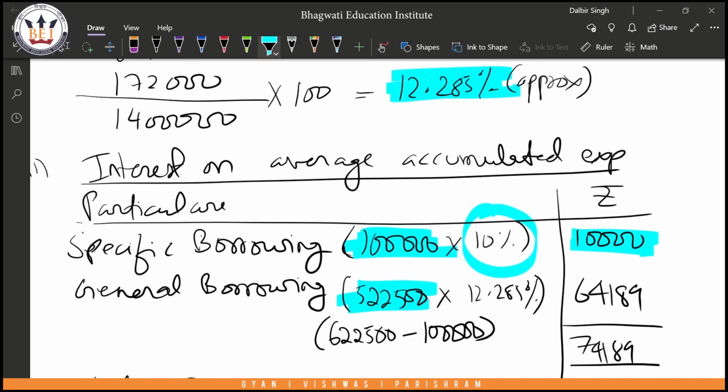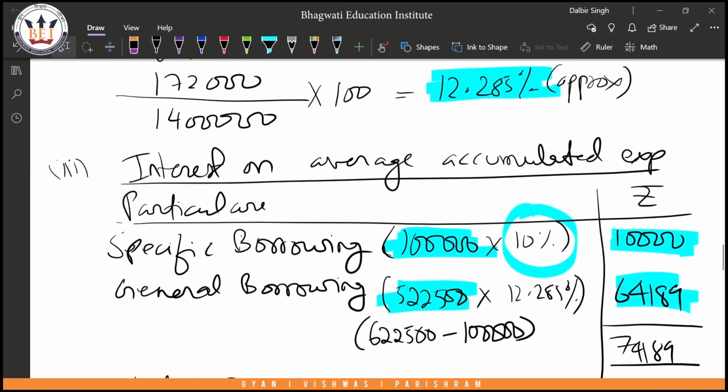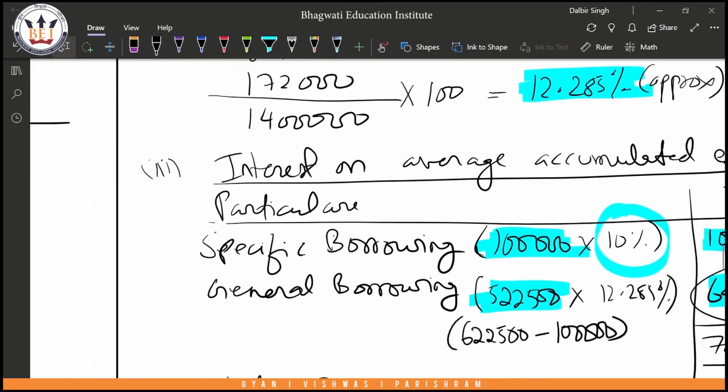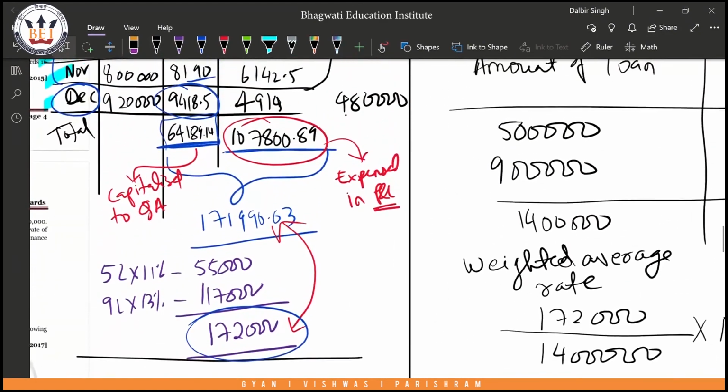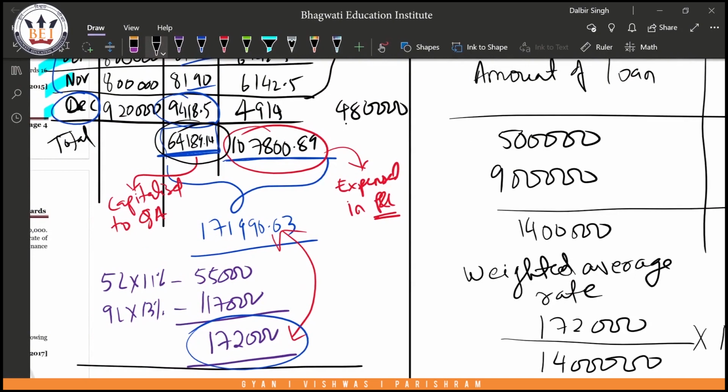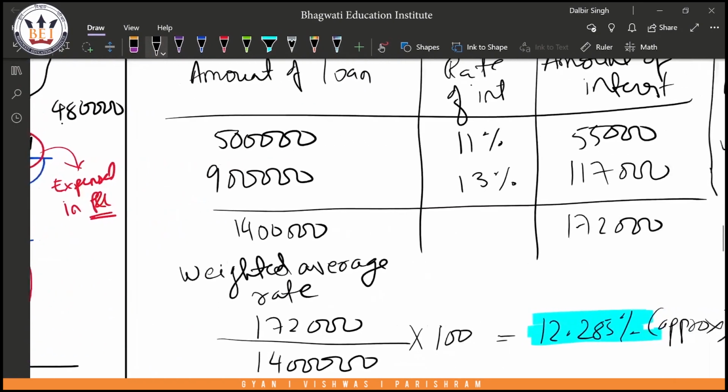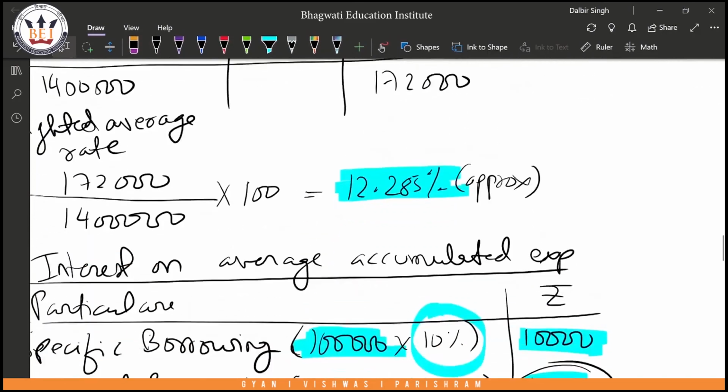12.285% is your capitalization rate. You're going to use that capitalization rate and multiply it into the amount used for the qualifying asset, which is 5 lakh 22,500, which we found is the average accumulated expense. So you're finding the interest on that amount. The interest on that amount is 64,189. Now this is what will match. This is going to match with our computations here. 64,189. Yes, making sense? So that is going to match here.